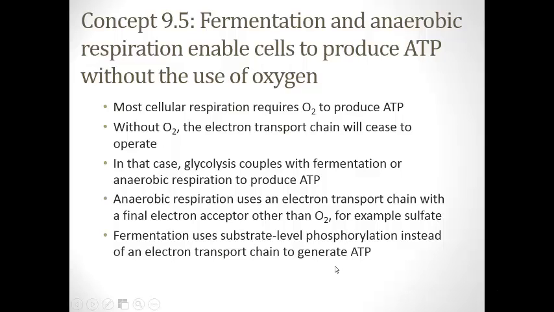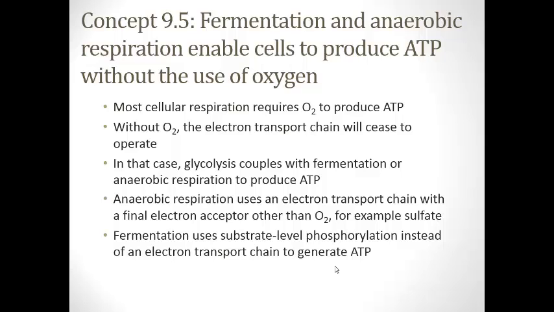Welcome to AP Biology. This video is on fermentation, anaerobic respiration, and other molecules that can enter cell respiration. Aerobic cellular respiration requires oxygen in order to produce ATP. Without oxygen, the electron transport chain cannot properly function. It needs oxygen as its final electron acceptor.